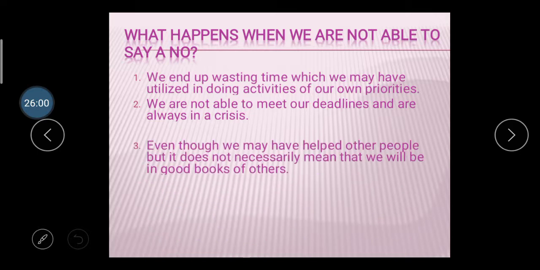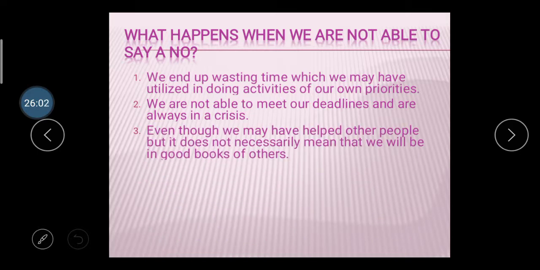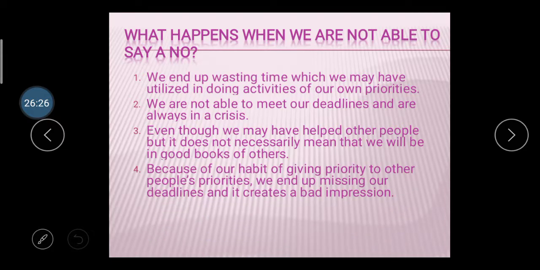Then, even though we may help other people, it does not necessarily mean we will be in their good books. Sometimes people are not thankful to the person who helped them. So this type of thing happens. Then, because of our habit of giving priority to other people's priorities, we end up missing our deadlines and it creates a bad impression.